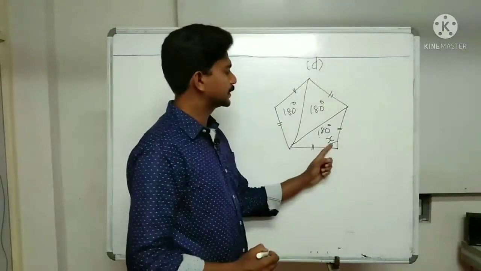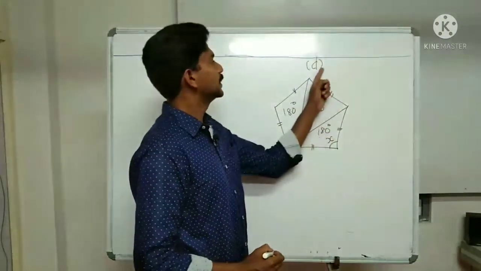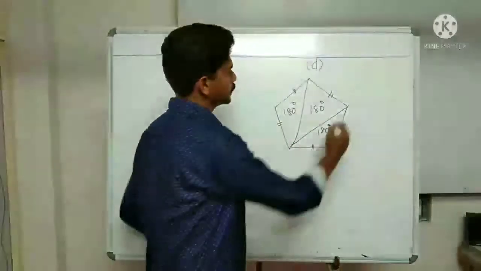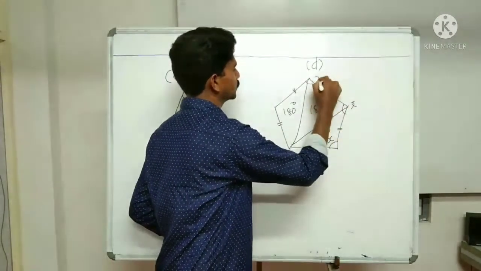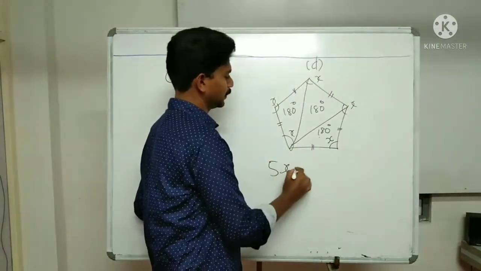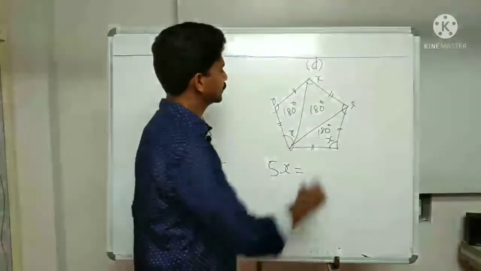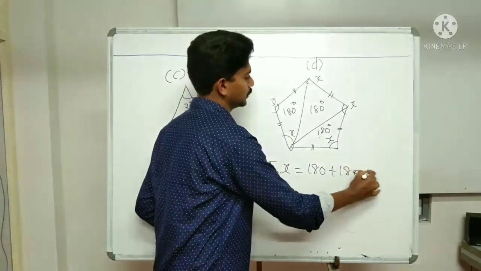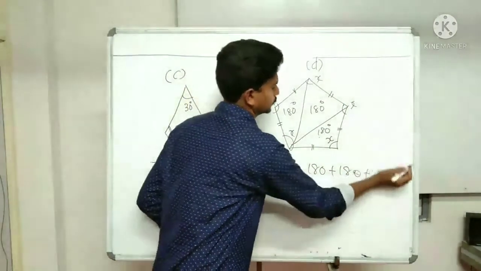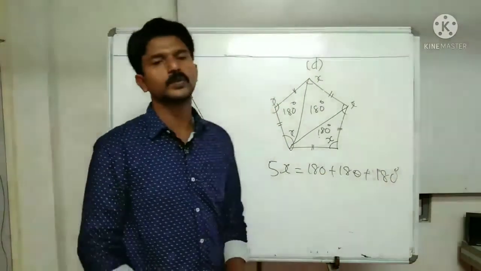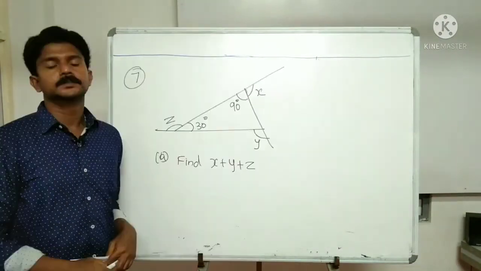Okay, and here it is given x, which means this is a regular pentagon. All angles are equal. So this angle is also x. This is also x. This is also x. This is also x. How many x are we having? 5x. We have 5x and we have 180 plus 180 plus 180. So you can add everything and find the value of x.